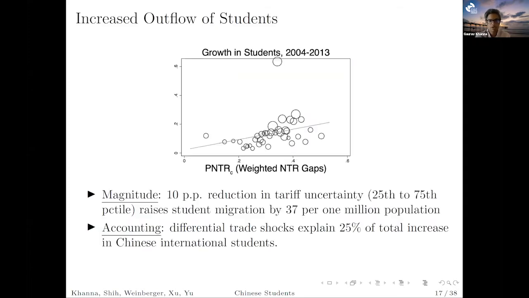And so we use this same shock, and I'm going to show you a few reduced form results. We use the same shock to look at what happens to the growth in international students. And what you see is that it led to an increase in student migration.